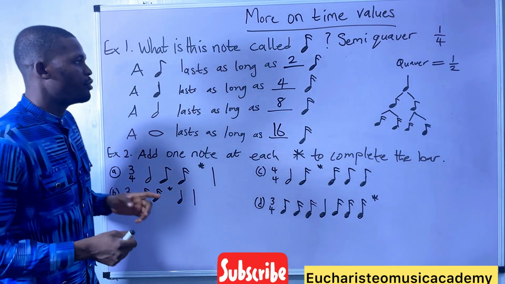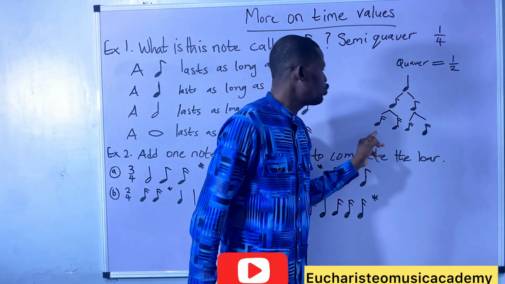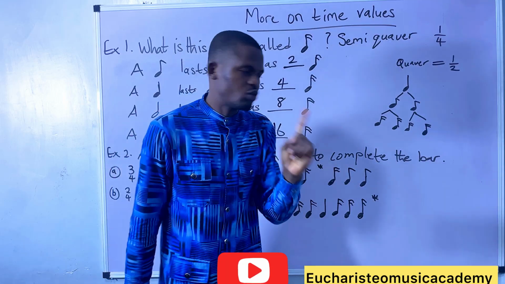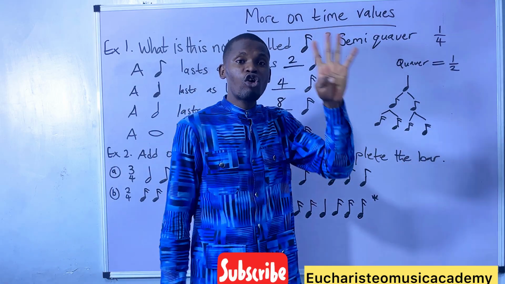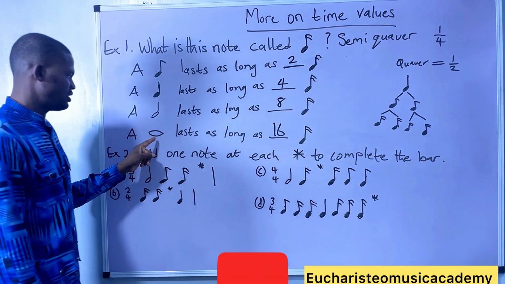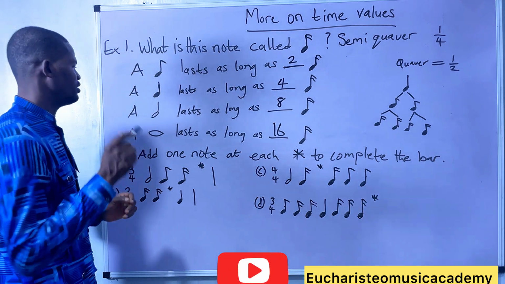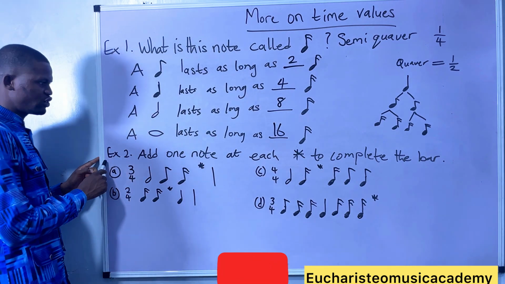16. Why 16? Because each crotchet will produce 4 semiquavers. One crotchet will produce 4 semiquavers, and 4 crotchets are inside this semibreve. Are you understanding? Yes. Exercise 2.